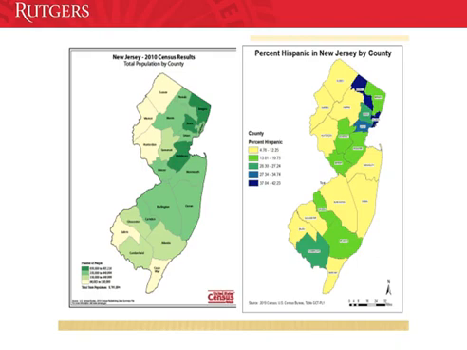Now, these two maps show the Hispanic population in numbers on the left and by percent on the right. And as you can see, there are some counties in New Jersey that have very high Hispanic populations, and the percent in some counties is over 30% or more, which is interesting.